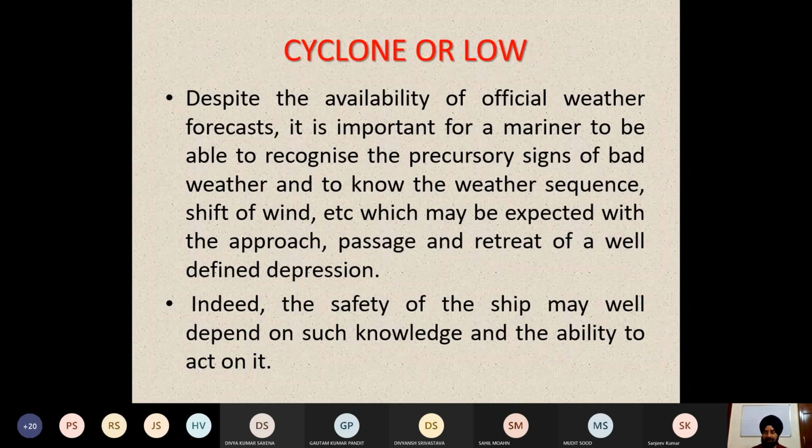Now how you decipher it, how you understand it, and how you take action, that is up to you, up to your knowledge. So indeed, the safety of the ship may well depend on such knowledge and the ability to act on it.